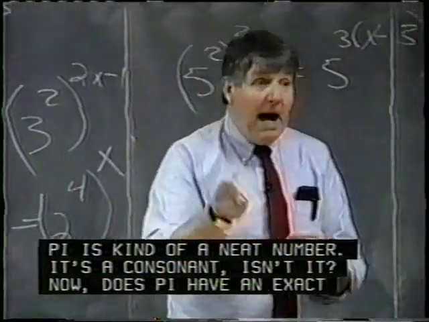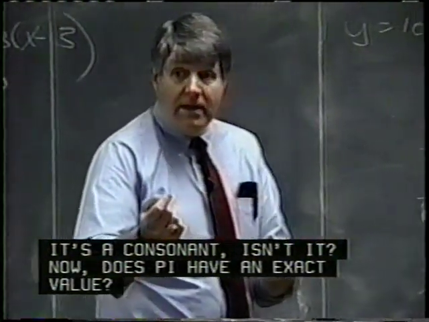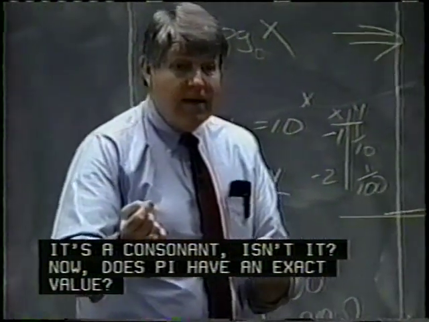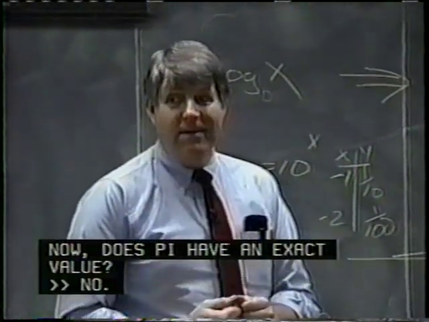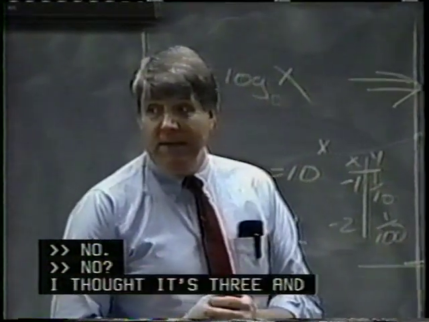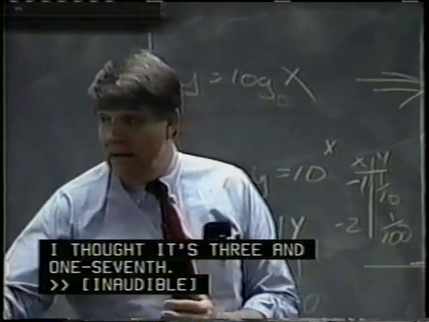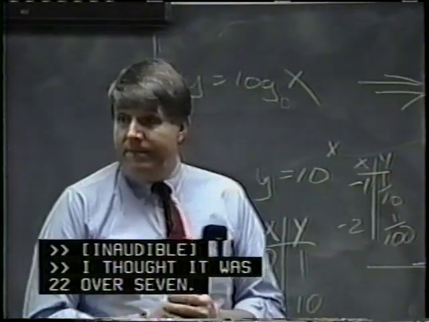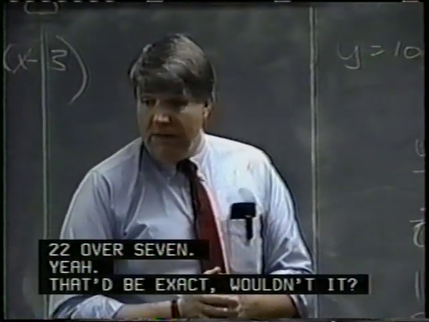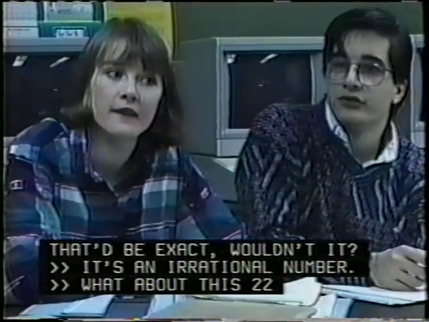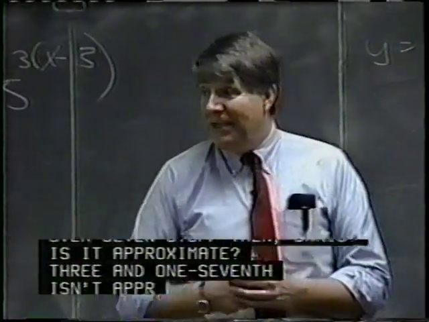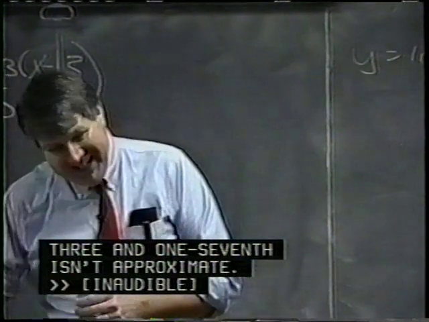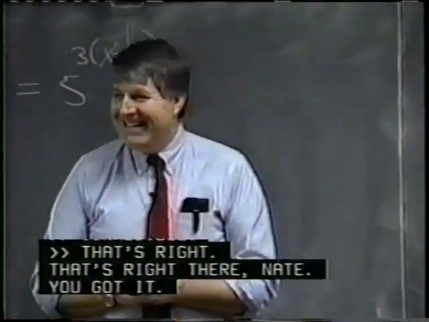Now, does pi have an exact value? No? I thought it was 3 1/7. I thought it was 22 over 7. Yeah, that'd be exact, wouldn't it? It's an irrational number. Well, what about this 22 over 7 stuff then, Chris? Is it approximate? But Katie, 3 1/7 isn't approximate. That's right. That's right there, Nick. You got it.